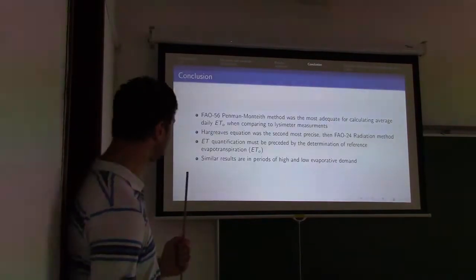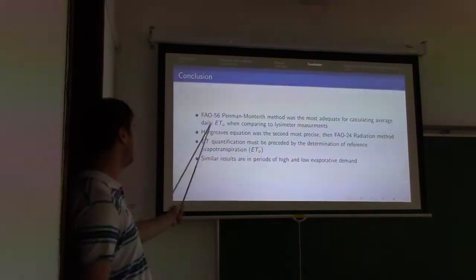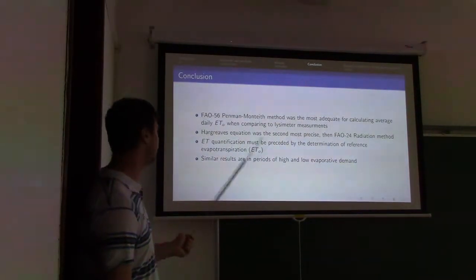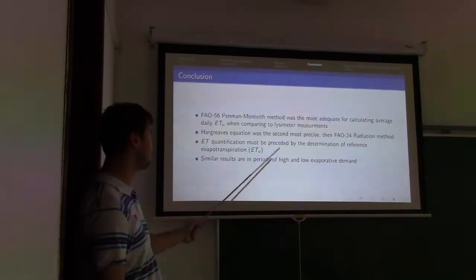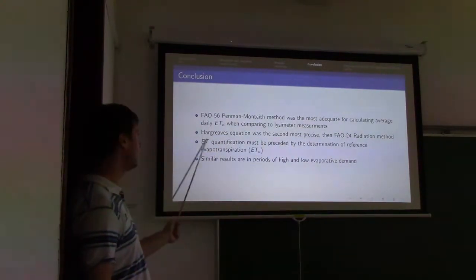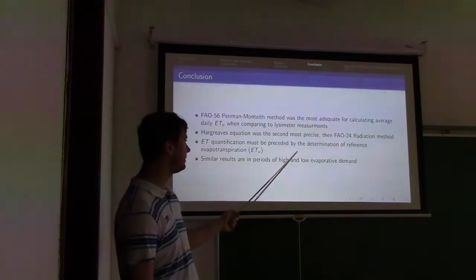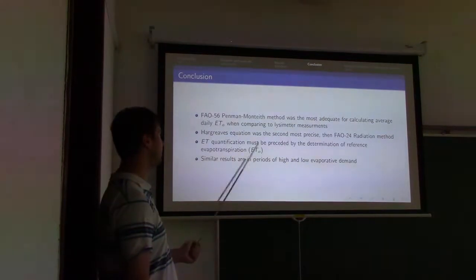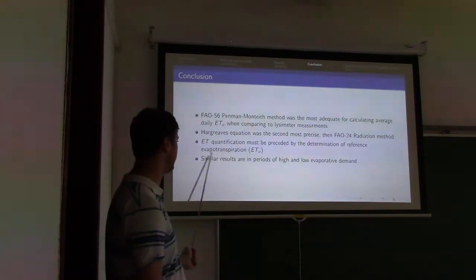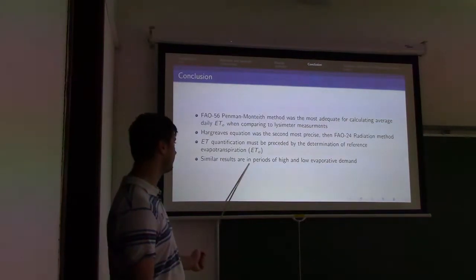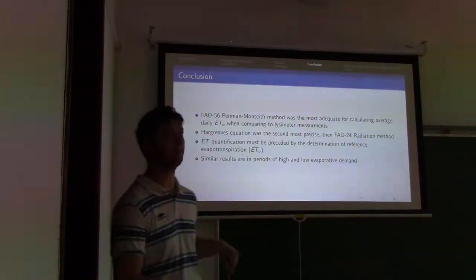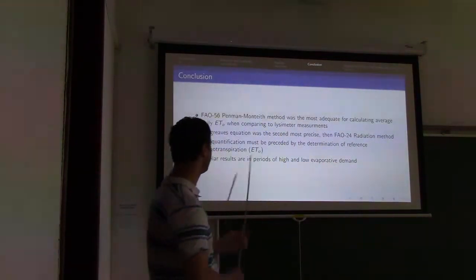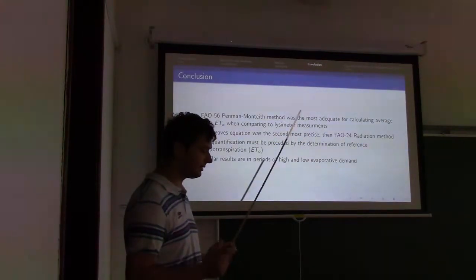So, to conclude, the FAO 56 Penman-Monteith method was the most adequate for calculating average daily evapotranspiration when compared to lysimeter measurements, and the Hargreaves equation was the second most precise, then the FAO 24 radiation method. ET quantification must be preceded by determination of reference evapotranspiration, and similar results are found in periods of high and low evaporative demand. And as we saw, maybe these equations need another checkup.